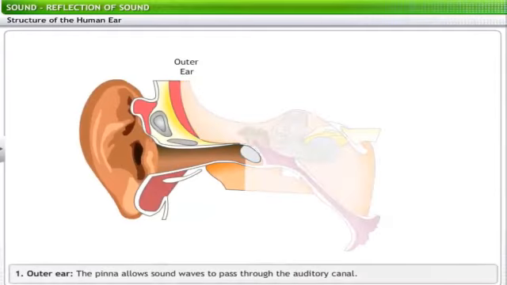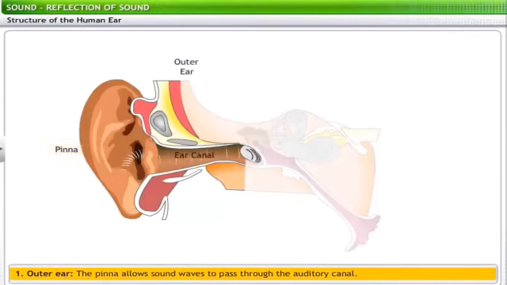The outer ear, called the pinna, allows sound waves to pass into the ear through the auditory canal. At the end of this canal is the eardrum or the tympanic membrane. When a compression or rarefaction reaches the eardrum, it pushes or pulls the eardrum inward or outward respectively due to the pressure on the outer side of the membrane.